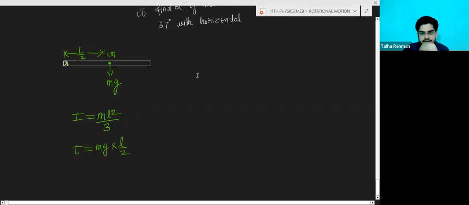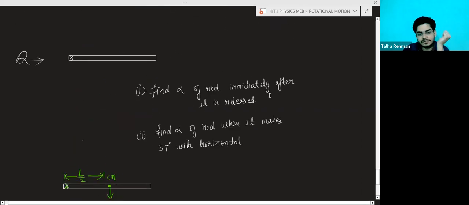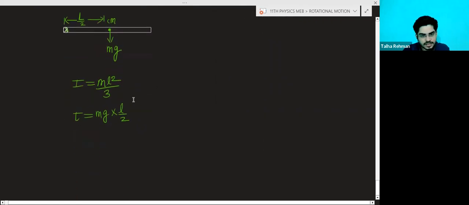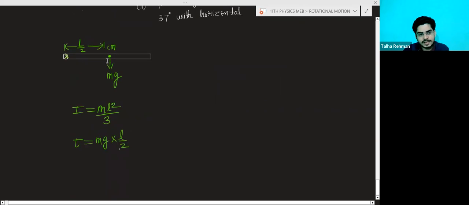And remember, here they are just asking immediately after it is released. Immediately after it is released means you can consider this rod as straight. That is why I'm calculating the torque like this: this force multiplied by this distance. Otherwise, after a certain period of time, this rod will be somewhere else. So immediately after the release, you can just consider this rod as straight. So torque is mg multiplied by L by 2.